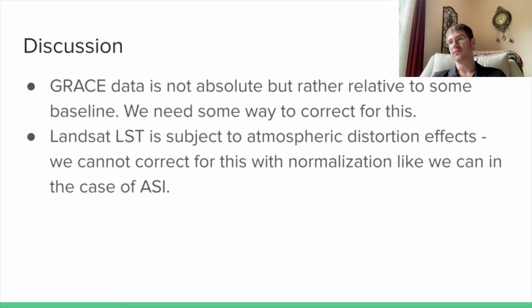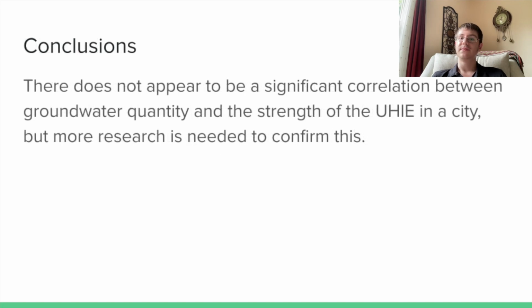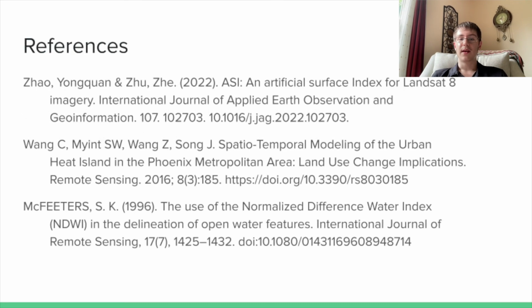Additionally, atmospheric distortion is an additional source of uncertainty to our land surface temperature measurements. While we correct for this while computing the artificial surface index through normalization, we can't do the same thing with the land surface temperature, since normalizing it would, of course, ruin the land surface temperature values. It's in degrees Celsius. You can't normalize that. We thus conclude that there does not appear to be a significant correlation between groundwater quantity and the strength of the urban heat island effect in a city, but more research is definitely needed to confirm these findings.